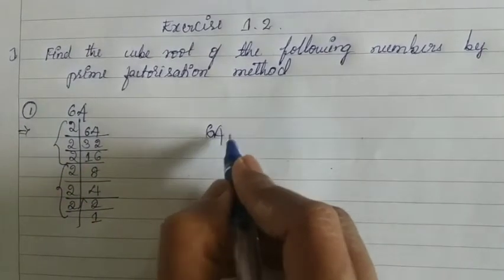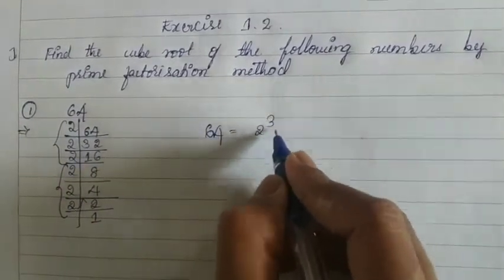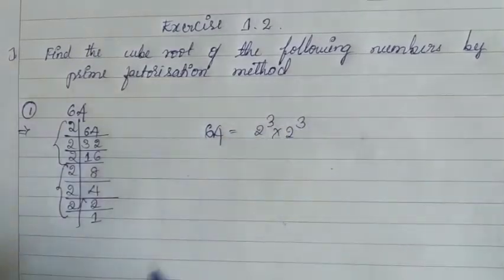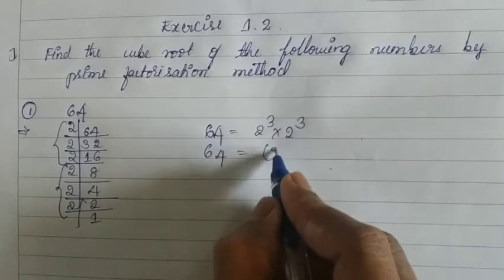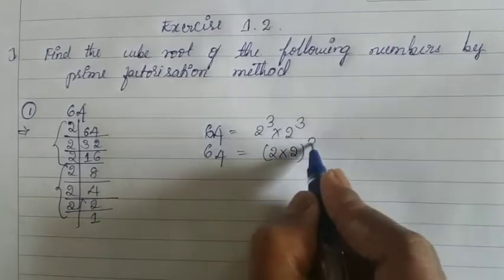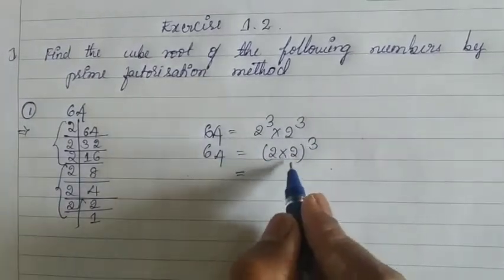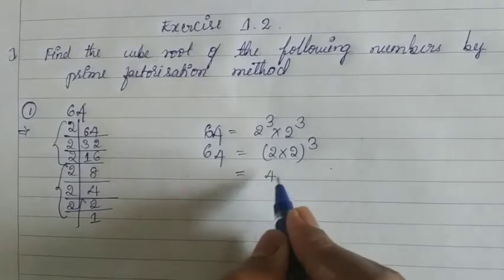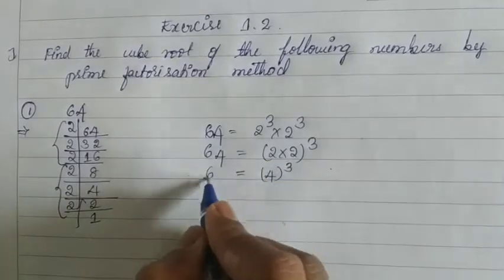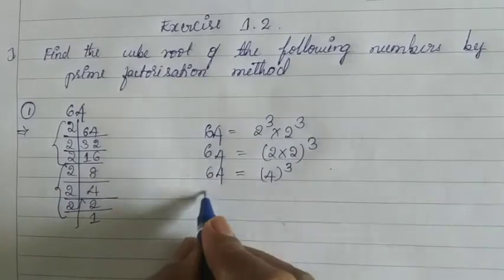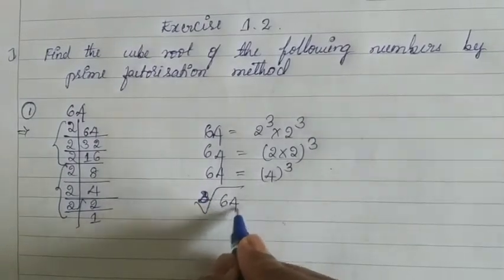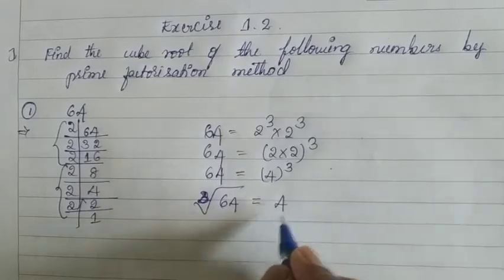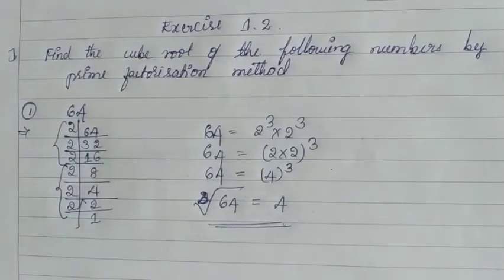64 is equal to 2 cube into 2 cube. Now 64 is equal to 2 into 2, whole to the power of cube. Now 2 2s are how much? 4. 4 cube is 64. Now the cube root of 64 is equal to 4. The cube root of the given number 64 is 4.